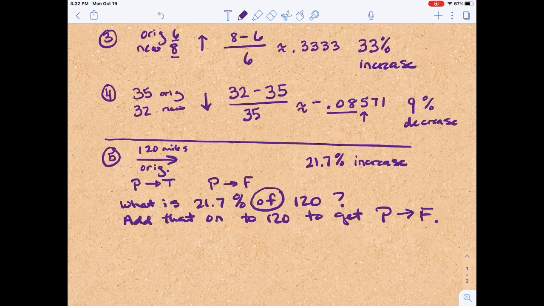Of means times. 21.7% is 0.217, so we have to go back to that decimal, right, by going backward 2 spaces like that. And we're going to hit times 120. That's the distance that is the difference between the two: 26.04. We're going to add 26.04 plus 120 to get 146.04. And it says to the nearest mile, so I'm going to answer that 146 miles. I said some of that out loud without writing it down, so hopefully you were listening.